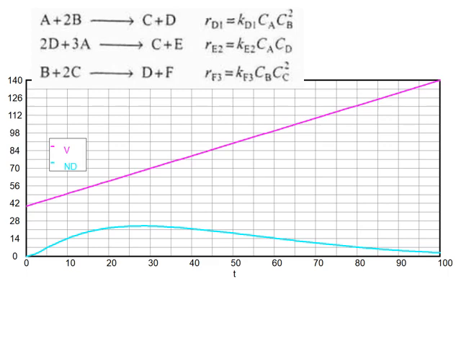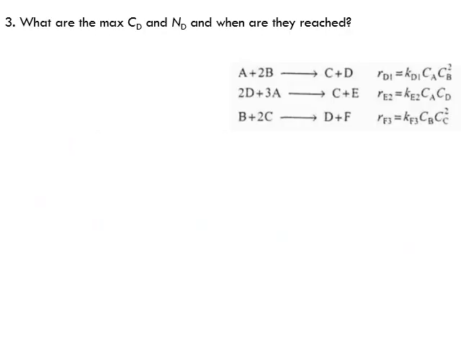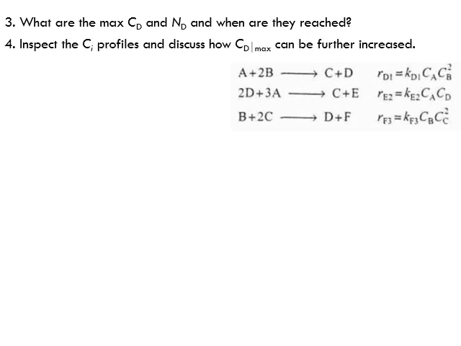Okay, let's look at the volume. The volume is increasing from the beginning of the process to the end of the process. Let's look at number of moles of D. Again, we say it's reached maximum around 28 minutes. Okay, what are the maximum CD and ND and when are they reached? We discussed that already. Let's inspect the CI profiles and discuss how CD max can be further increased. How can you increase CD now?